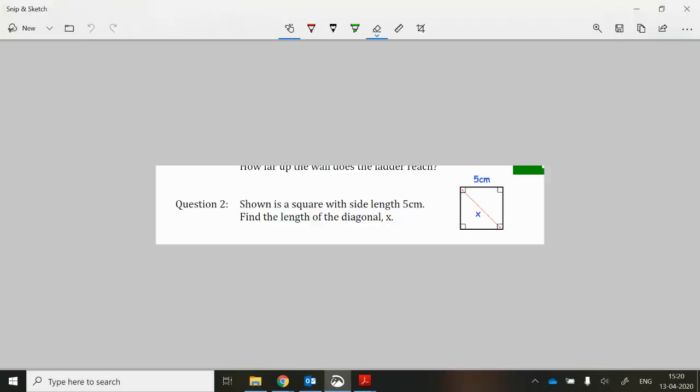Make it a bit bigger. This one here, so what's this one saying? Shown is a square with a side length of 5 centimeters. Find the length of the diagonal x.